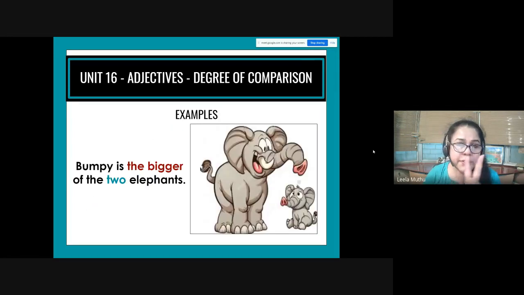Now, examples when we're using the, which is usually found in the superlative form of the adjective, but we are going to use it followed by a comparative form because there are only two which are being compared. For example, the name of this big elephant is Bumpy. Okay, because he's got a big bum. So Bumpy is the bigger. Usually the is followed by biggest, right? But no, no, no, no. We are comparing only two elephants. So Bumpy is the bigger of the two elephants. Okay.